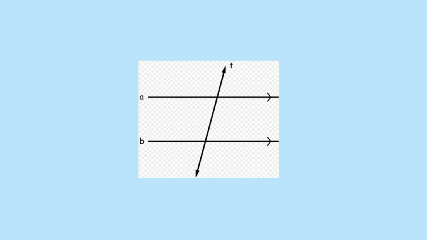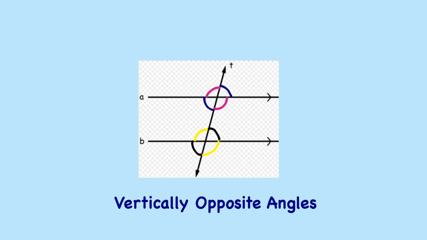In a pair of parallel lines, if we have opposite angles, so you can see these two opposite angles, we've got a pair here in pink, you also have a pair in blue, another pair down here in yellow, and another pair drawn in black. These angles are called vertically opposite angles and they are equal.